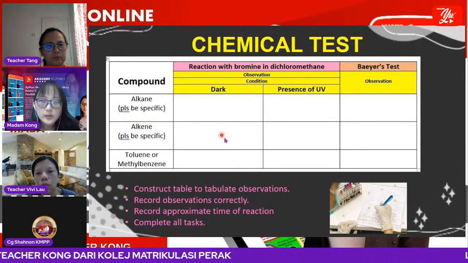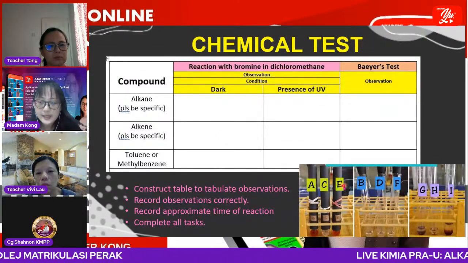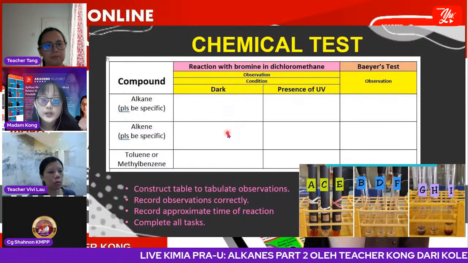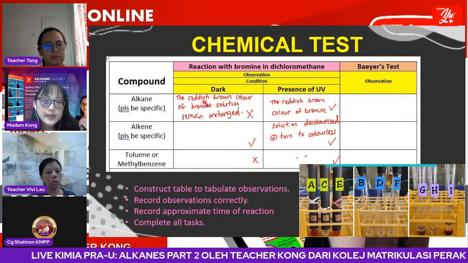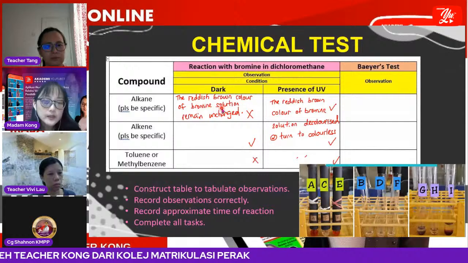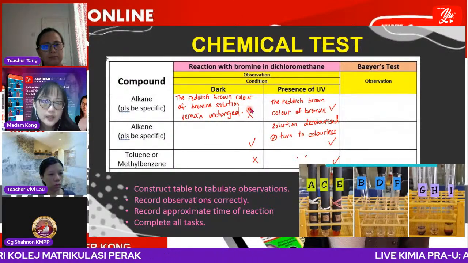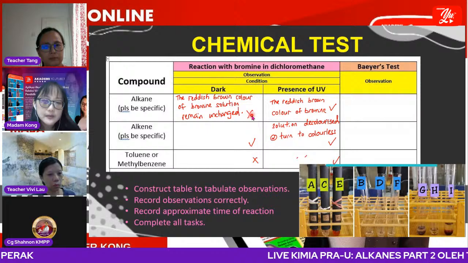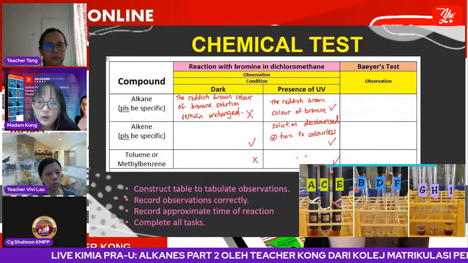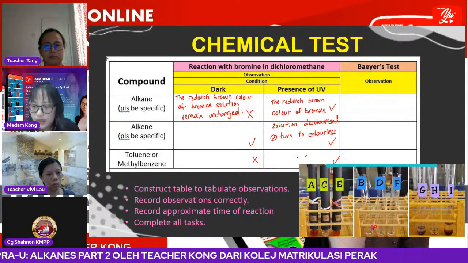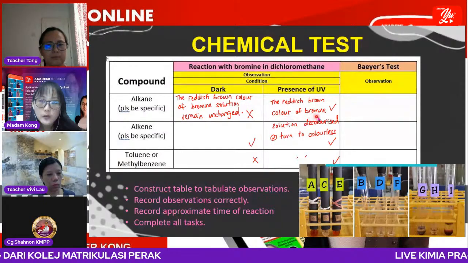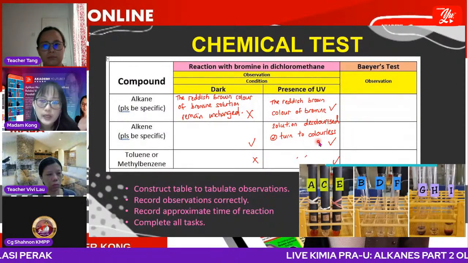Okay, so now you check the observation. Based on here, ACE, what happened? This is in a dark condition. While you jot down the observation, make sure you write down the initial color. Initial color is reddish brown color of bromine solution. So you have to mention the solution as well. Okay, for A, I make a cross, means negative result, so remain unchanged. And then in the presence of UV, for all the solutions, alkene, cyclohexane, and the toluene, the reddish brown color of bromine solution decolorized, or you can write down turn to colorless, also acceptable.